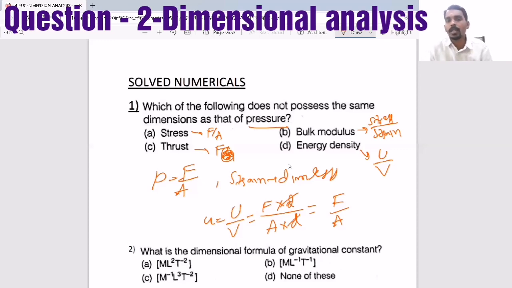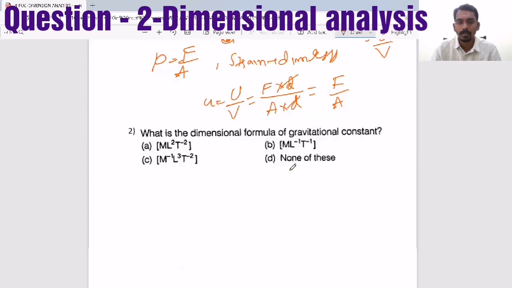But option C is not having. So which option is correct here? Option C. That way you must have the idea of the dimension or formula of each and every equation in physics. Then only you can solve these questions. And anyhow you want to solve physics means you have to remember all the formulas. Without formulas we cannot solve the questions in physics.